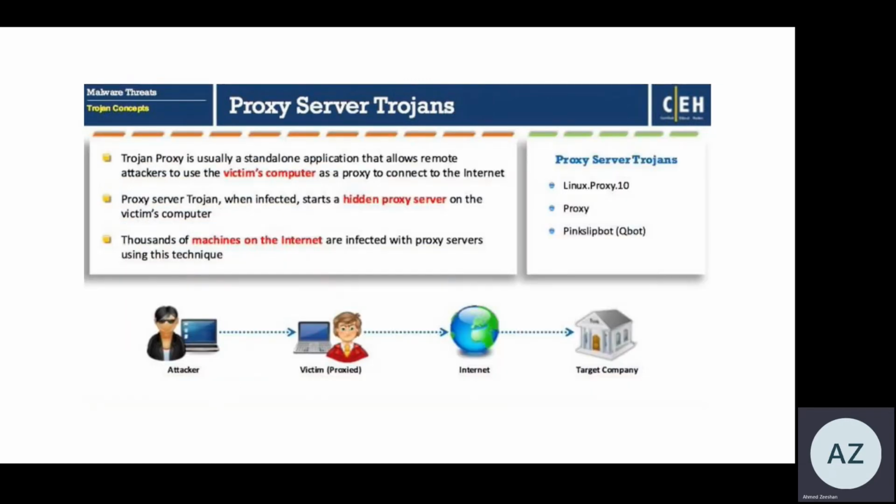Proxy server Trojans. A Trojan proxy is usually a standalone application that allows remote attackers to use the victim's computer as a proxy to connect to the internet. Proxy server Trojans, when infected, start a hidden proxy server on the victim's computer. Thousands of machines on the internet are infected with proxy servers using this technique. Proxy server Trojans include proxy, pink slip bot, and Linux. Okay.